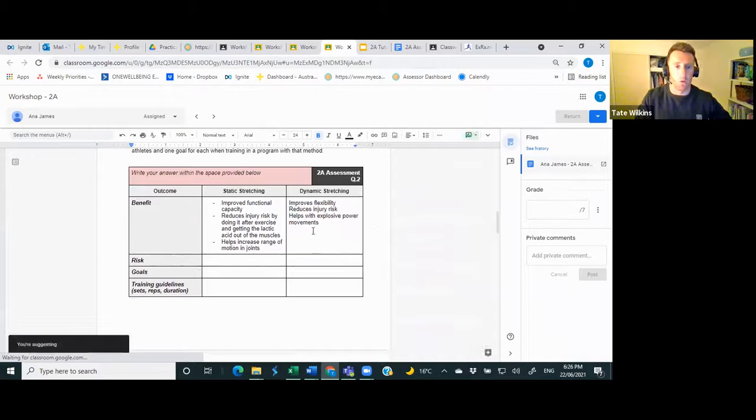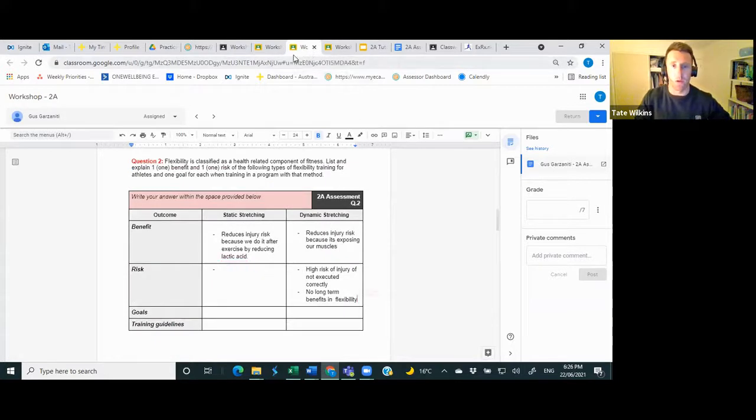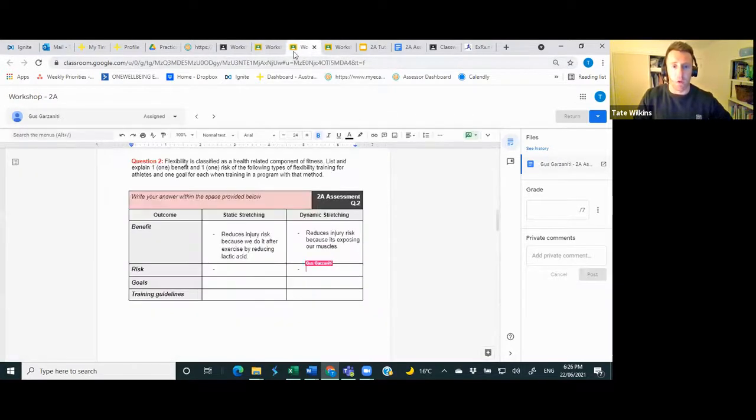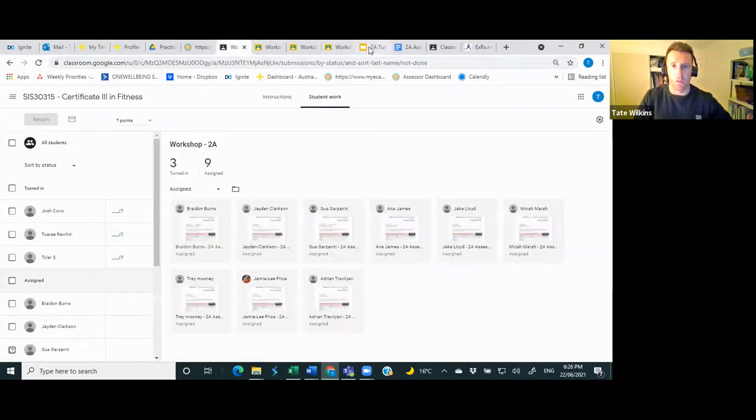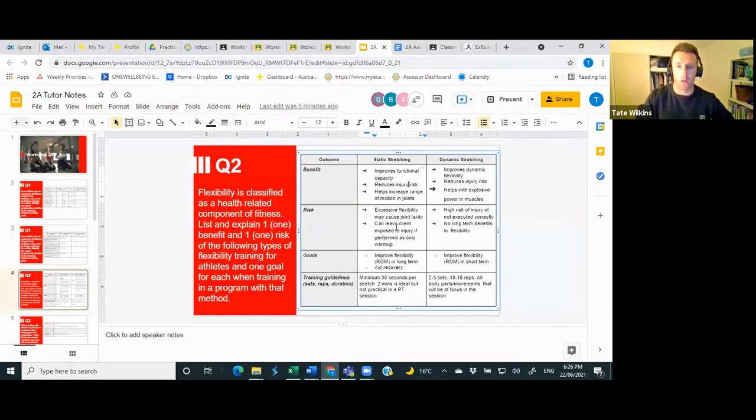Sweet. So it looks like we're all done with the benefits. Let's talk about the risk now. List and explain one risk. The examples of the risks you could choose, I'll talk about one of them. You can choose that one if you like. Say for the risk of static stretching, if we look at this second one here.